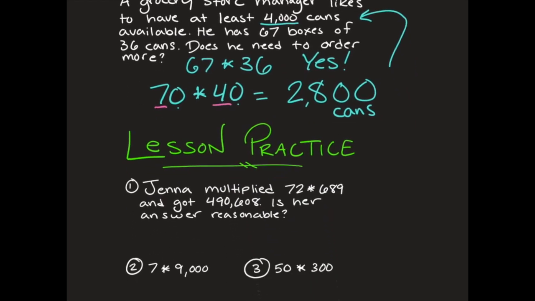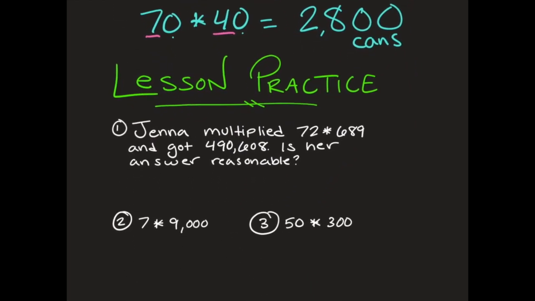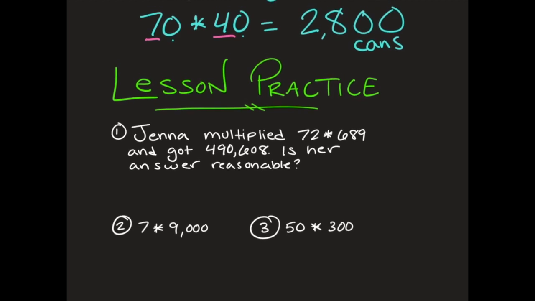All right, and here's your lesson practice. I'm going to read you the problems, and I would like for you to do these on a notebook piece of paper or something that's around you. Write down your answers because we will check these when we come back together. Jenna multiplied 72 times 689, and she got the answer 490,608. Is her answer reasonable?